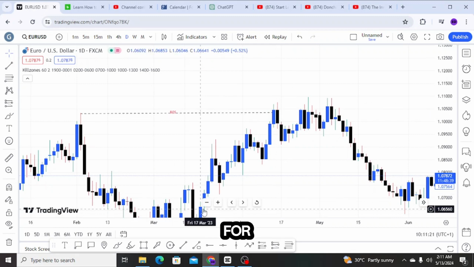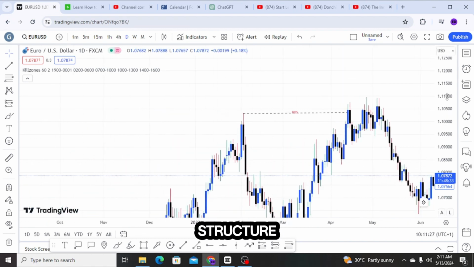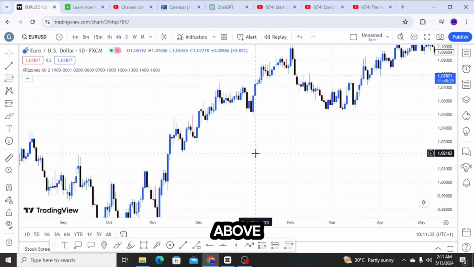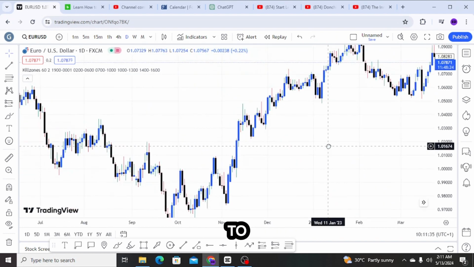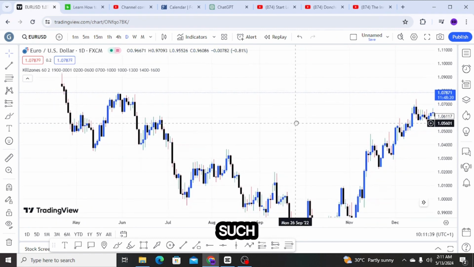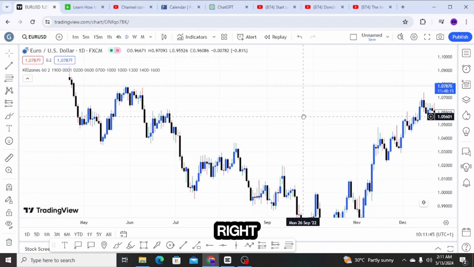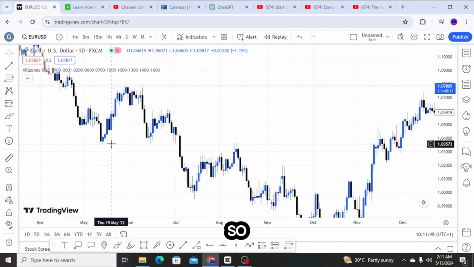So let's look for the ones that don't break structure. We wouldn't call that one a break of market structure, since the market doesn't close with a body above. All right, it is still not a break of structure. So I'm trying to see if I can find such a thing, right? So right here, someone will tell me that the market broke structure in this place.